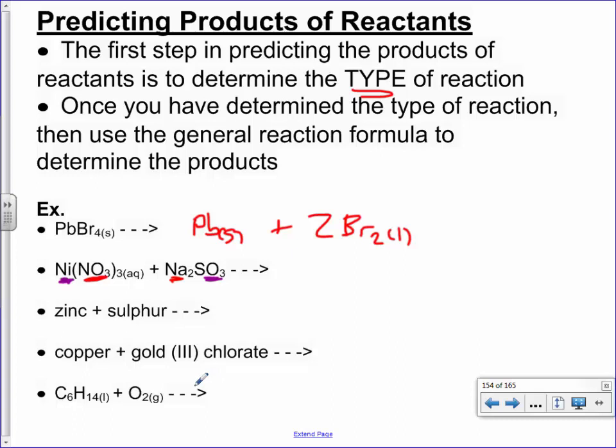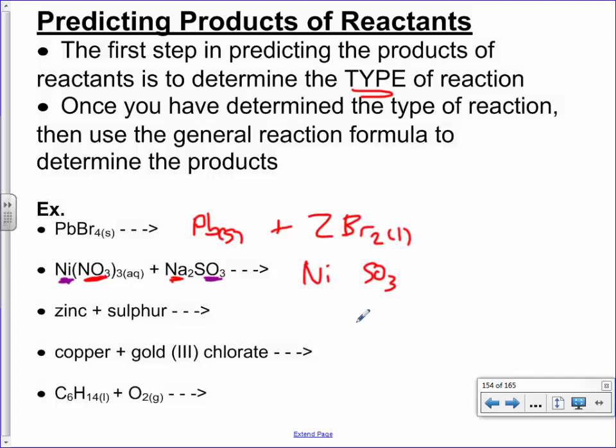I don't actually care which one goes first. We just need to make sure we write both of them. So why don't I do nickel with SO3? NiSO3. Hang on a sec. Nickel, it has more than one charge. We have a periodic table nearby. What are the charges for nickel? 3 plus and 2 plus.